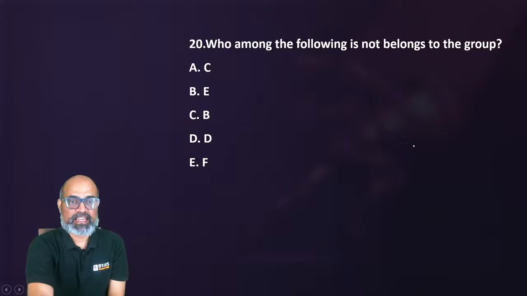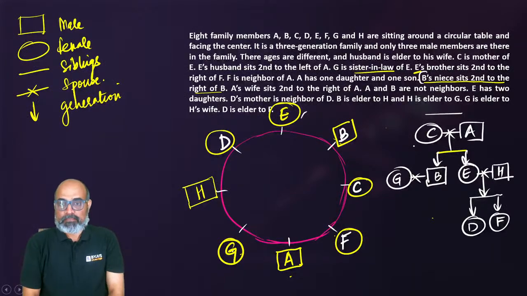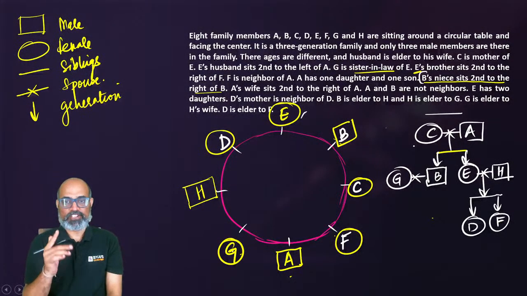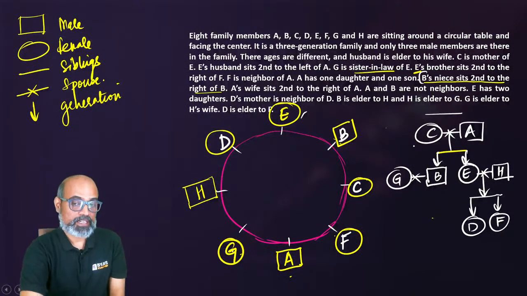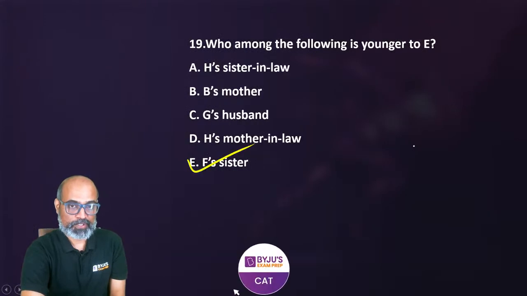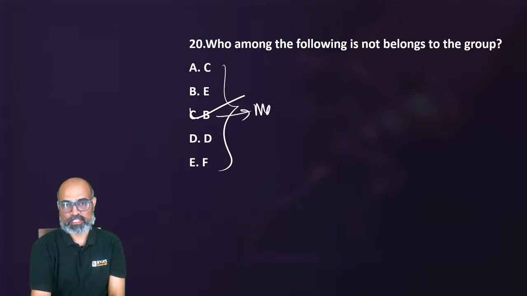B, C, D, E, F. Let's see. B, C, D, E, F. If you pay attention, out of these 5 people, B, C, D, E, and F, 4 of them are female, and the 5th, B, is a male person. So that's making him the odd one out from the group. So B is not going to form part of the same group as the other options, because this person is a male person.